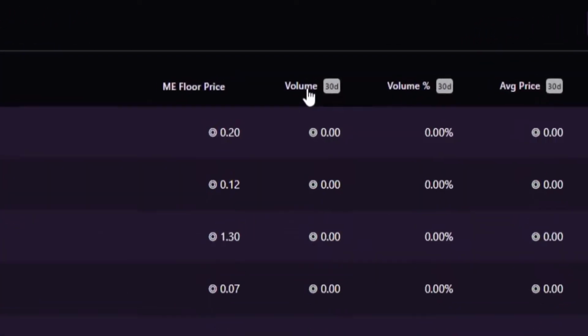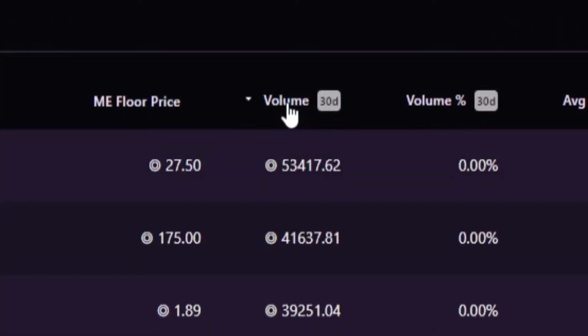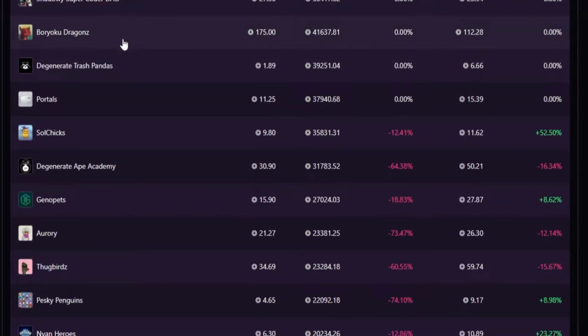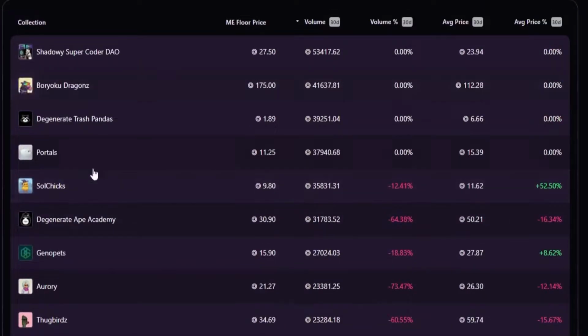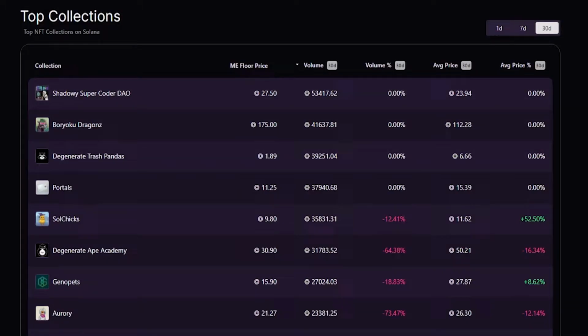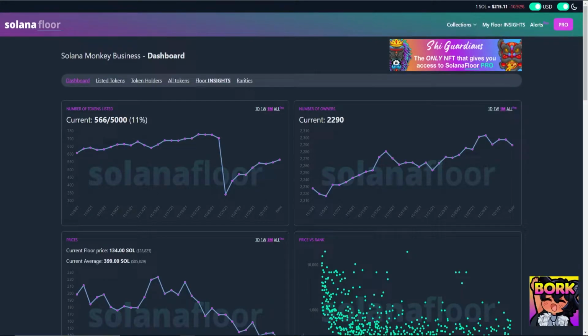It has this weird thing. Click the volume button right here and it'll order everything appropriately. You can see that the Shadowy Super Coder DAO has the top volume, along with Boryuku Dragons, Degen Apes, and Portals. A lot of the SMBs won't be sold on Magic Eden. They'll be sold on the actual SMB site, so it's going to be difficult to gather their metrics, but that's what Solana Floor is essentially for.